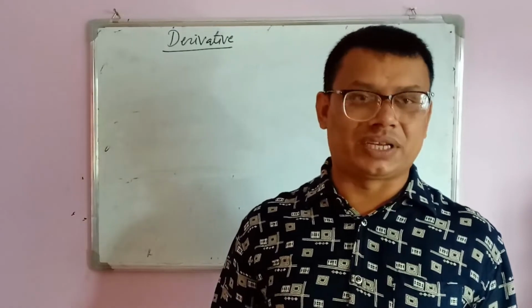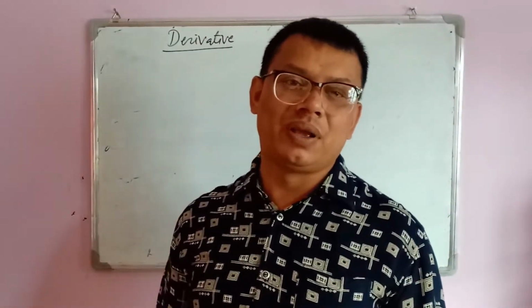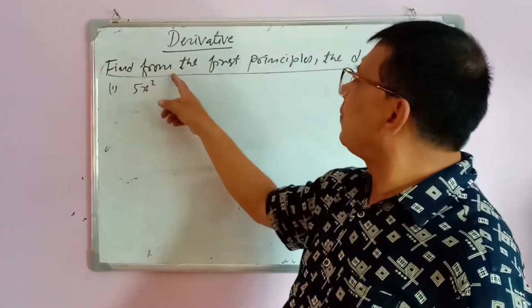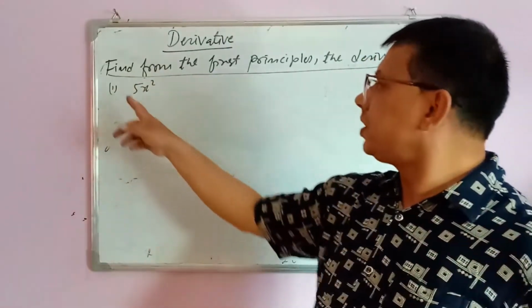I'm going to make three parts, and only the first part we'll discuss today. That is very important for the board exam. This question: find from the first principle the derivative of the first question, 5x square.